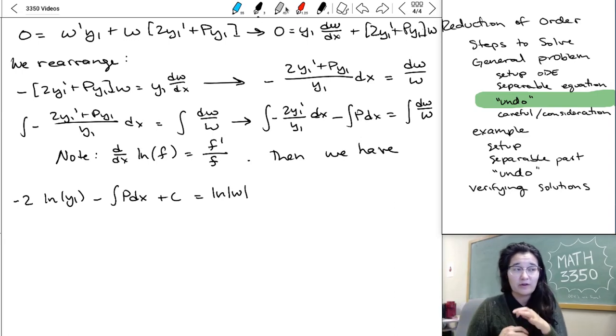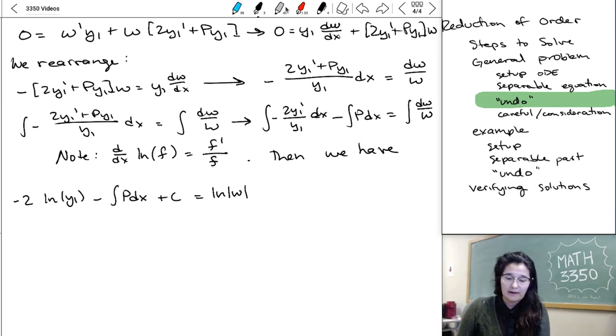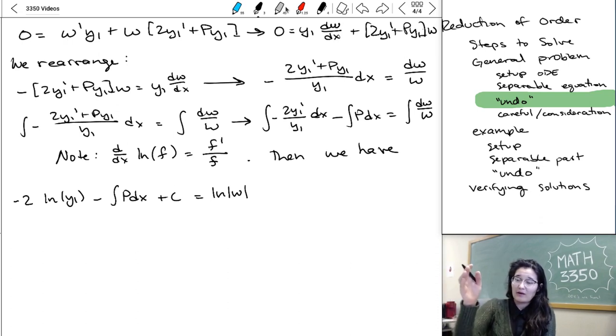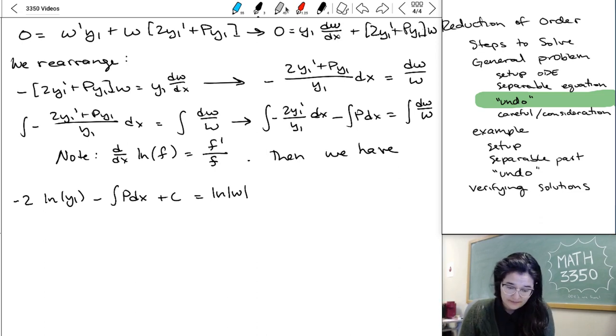So this problem, we're like 15 minutes into it, and it's easy to forget what you were doing. But eventually we want to know what is y2. To do that, we need to know what is u. To do that, we need to know what is w. So at this point, I want to isolate w so I can move on with my problem.